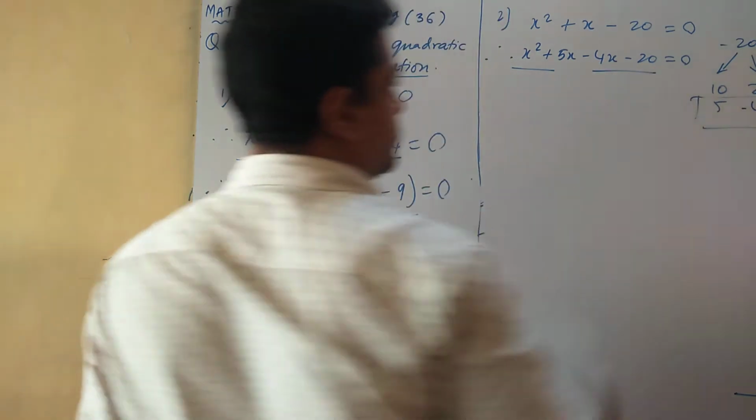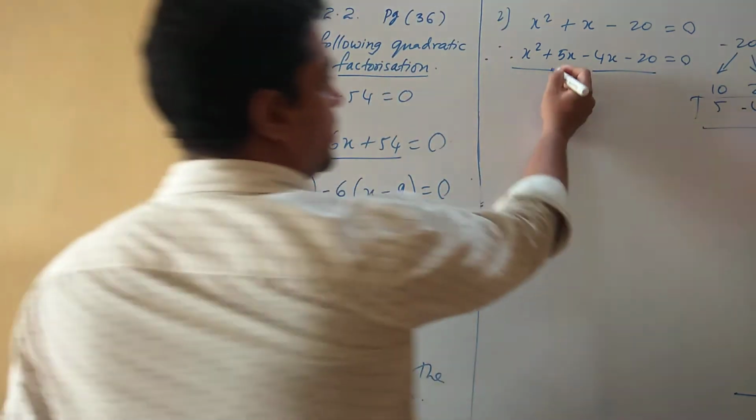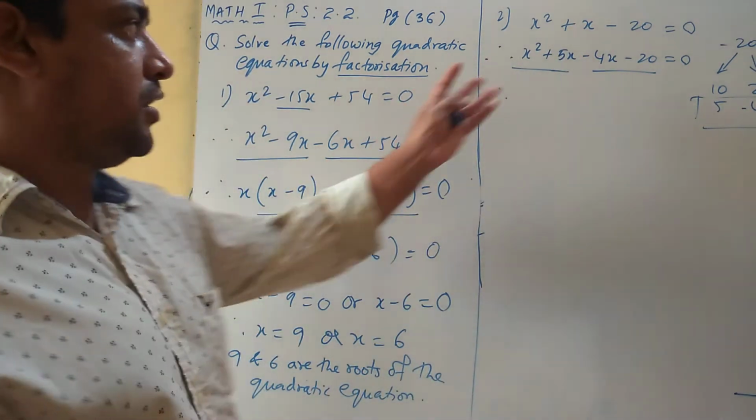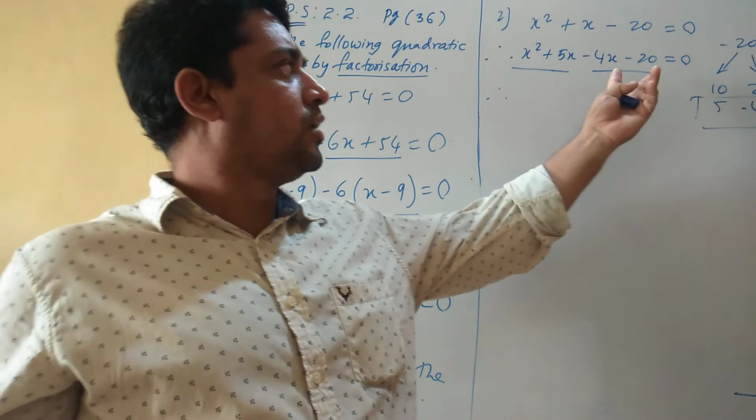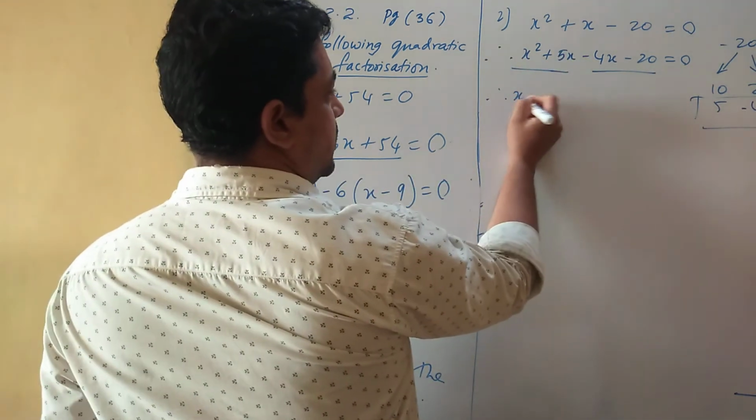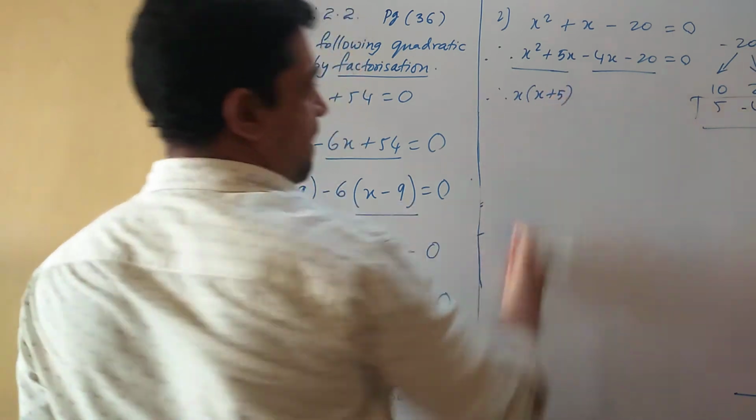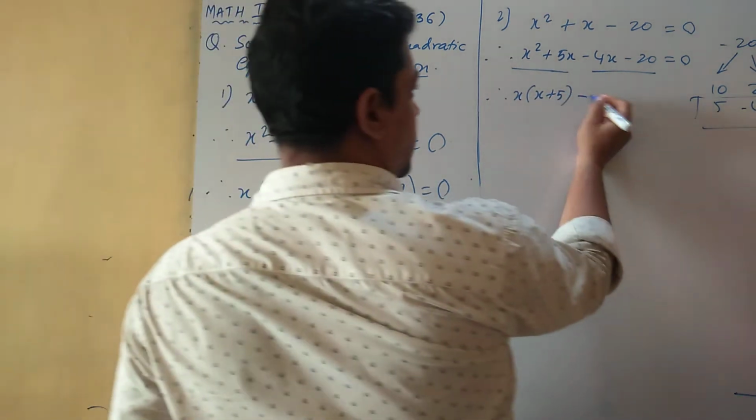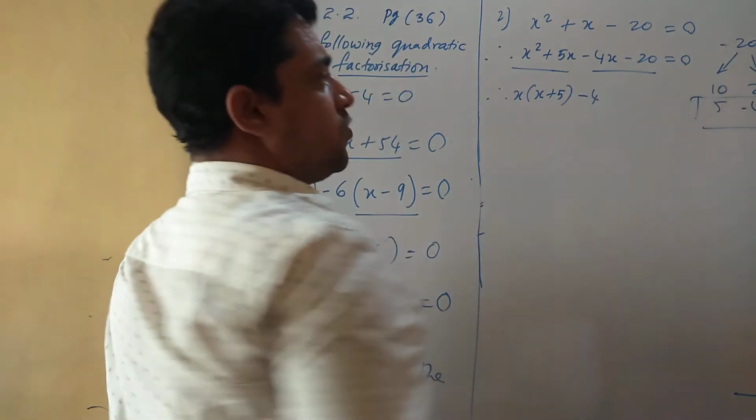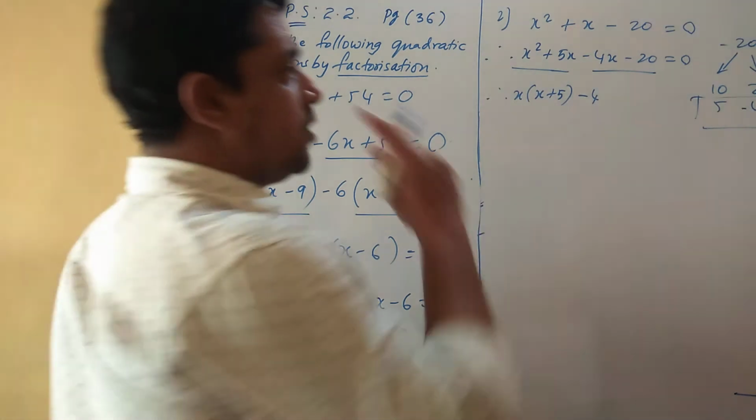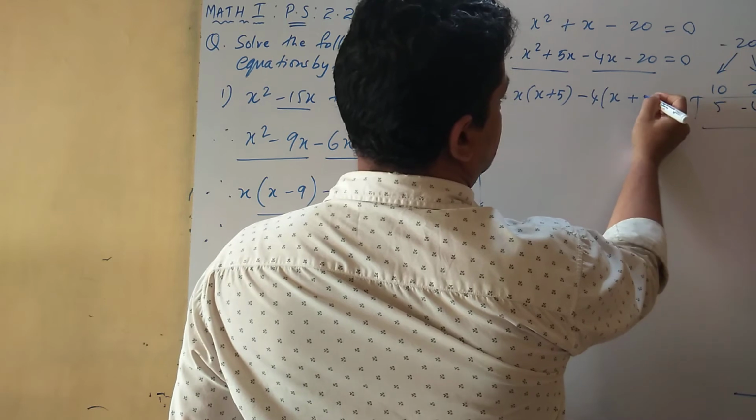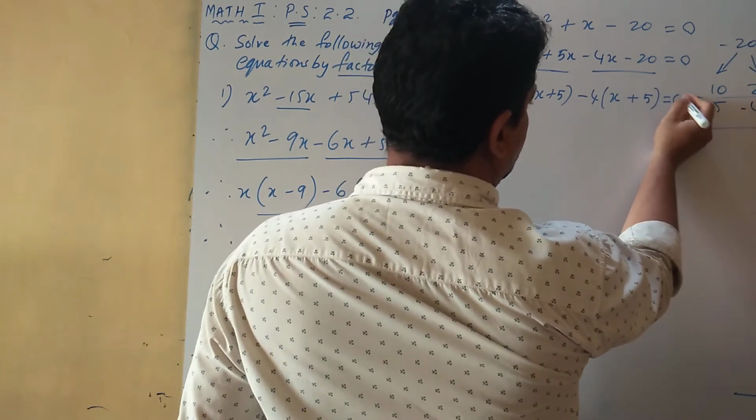Now from this I'll try to find a common term. So I can take x common. I told you that in the first pair you will get a variable common, and in the second pair it will always be the number. So here I take x common: x plus 5. Minus, I told you, 4 times 5 is 20, so I take minus 4 common: minus 4 times x plus 5 is equal to 0.